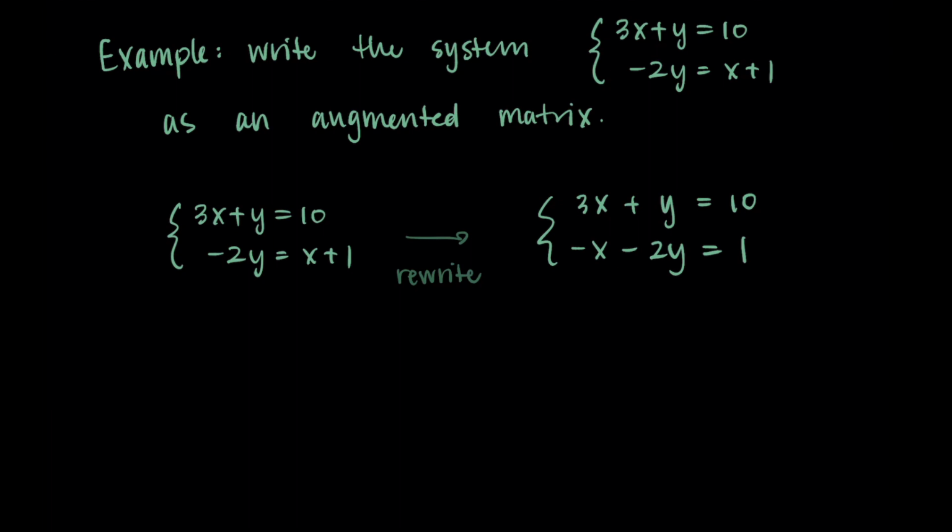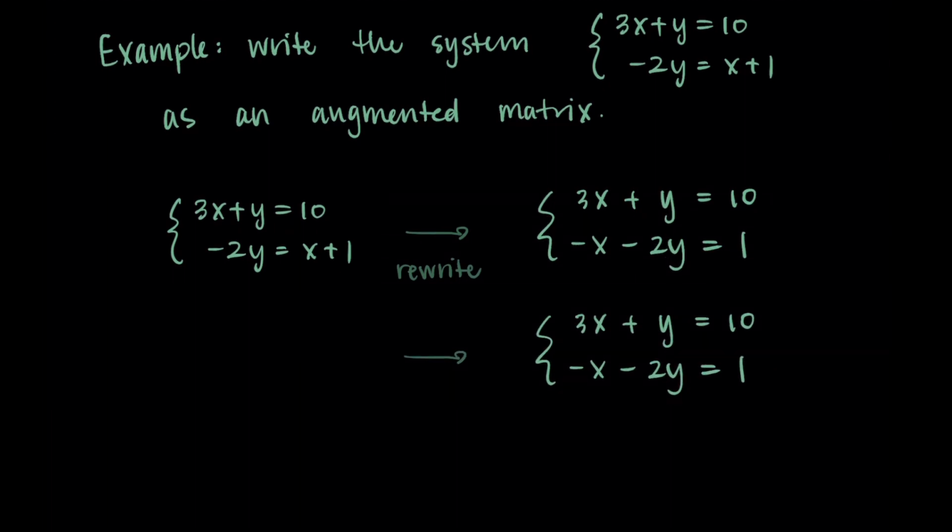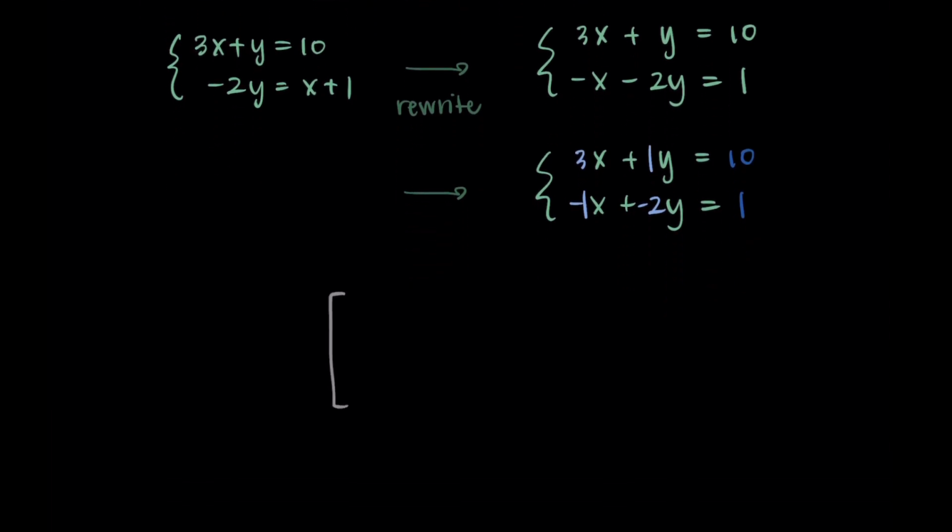Now, I want to determine all of the coefficients so that I can write them in the matrix. So what I'm going to do to help me out is just take a 1 and write it in front of the variables that don't have a value. So I really have 3x plus 1y equals 10, and negative 1x plus a negative 2y equals 1. So I've just isolated those coefficients there to make them really visible, and now we just need to translate them to the matrix. So I'm just going to read them across.